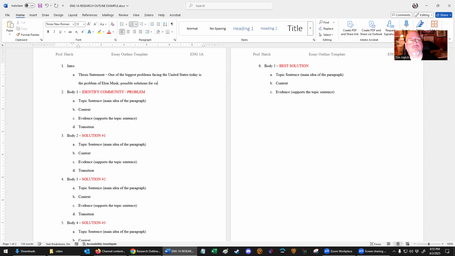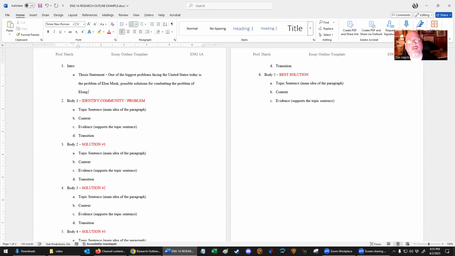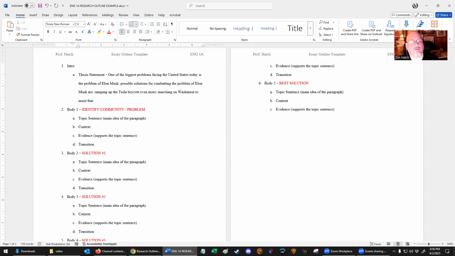So, possible solutions for combating the problem of Elon Musk are: ramping up the Tesla boycott even more; marching on Washington to insist that billionaire CEOs stay out of politics, or actually government. There we go.